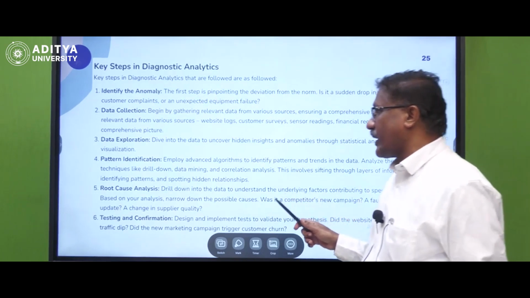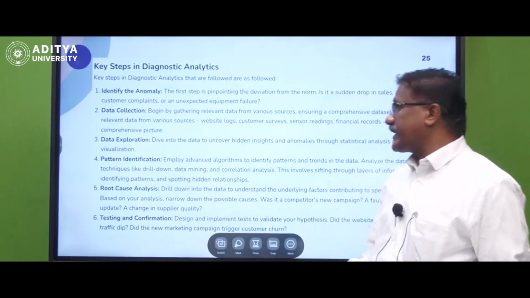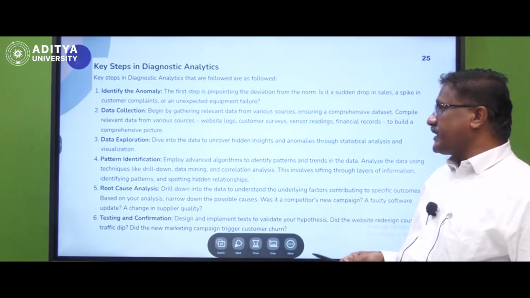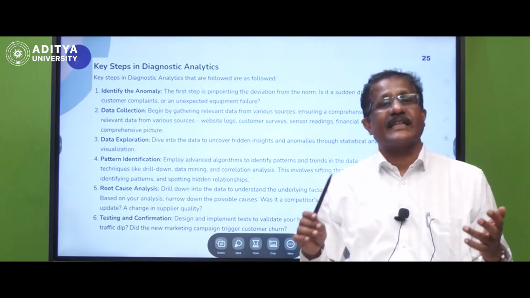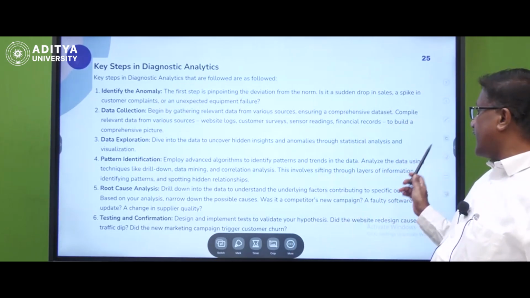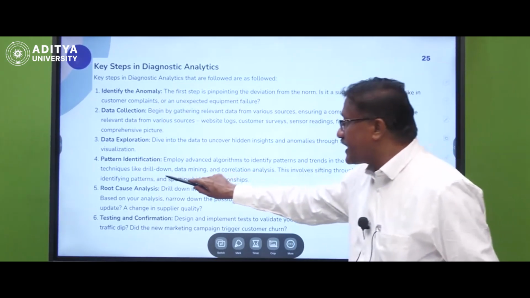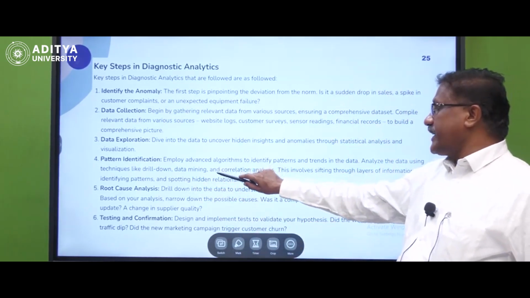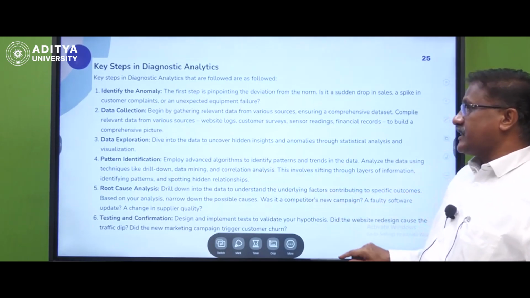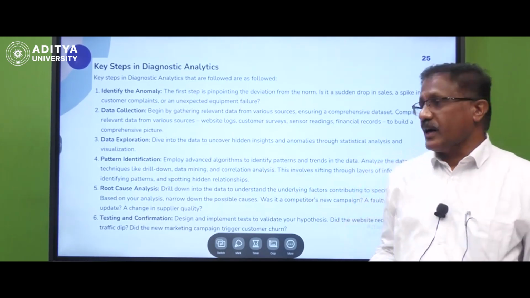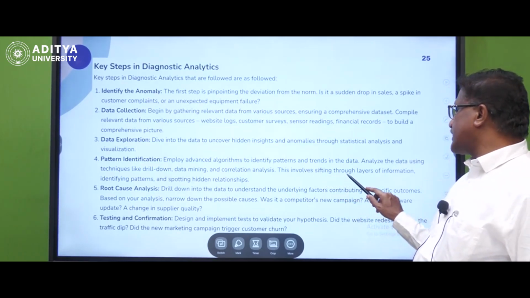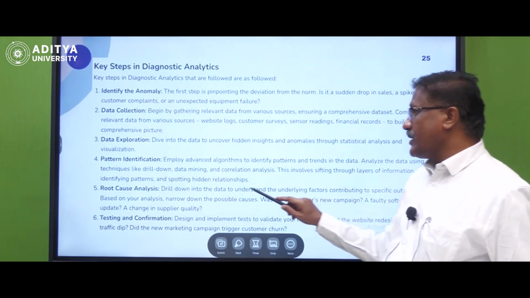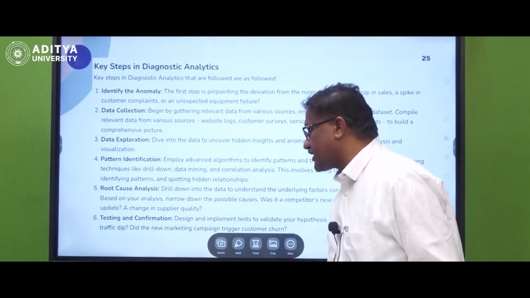and visualization also happening. And the fourth point is pattern identification. That means algorithms help in identifying different types of patterns and trends in the data, and we analyze the data using drill down techniques, data mining techniques, and correlation analysis to identify the patterns. This involves sifting through layers of information and spotting hidden relationships.